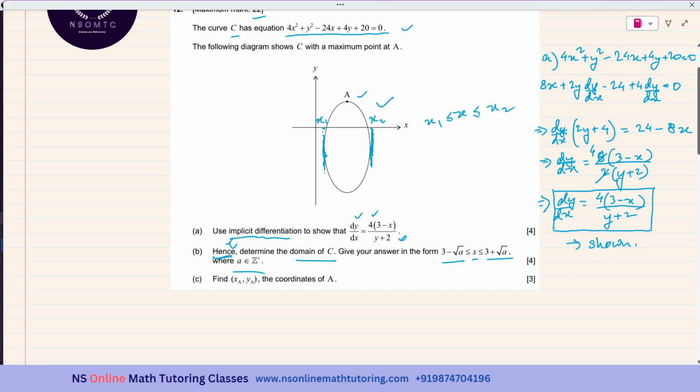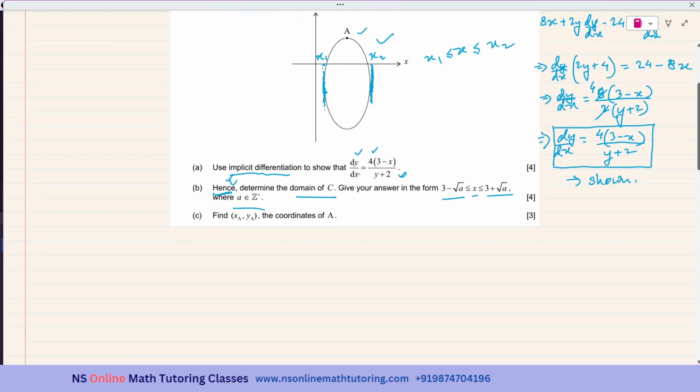So we are seeing that the tangents will be vertical lines at these 2 points. So their gradients will be undefined. And if the gradients are undefined, that means the dy dx will be undefined. That means the denominator will be equal to 0.